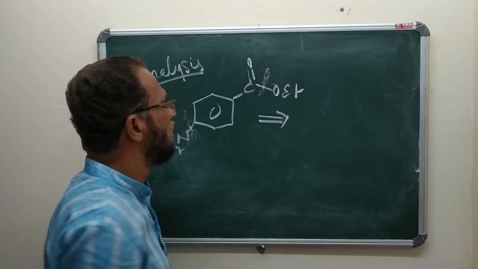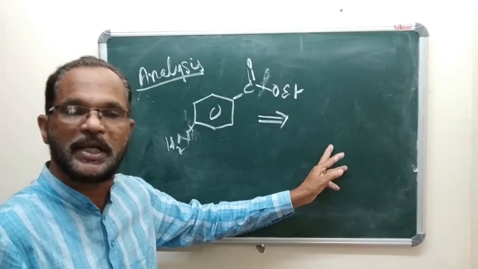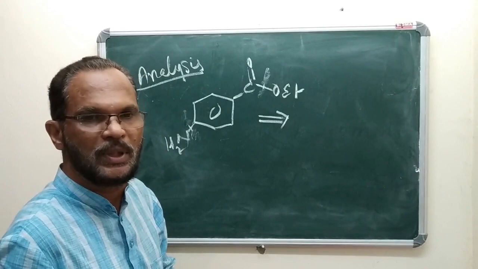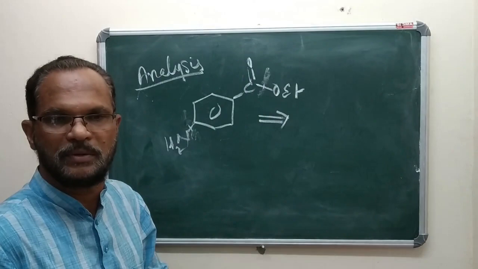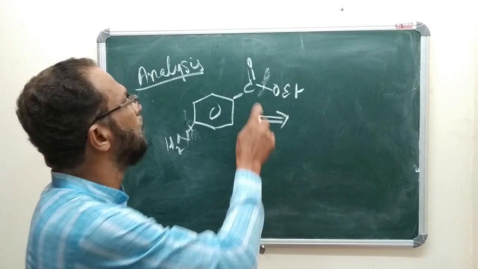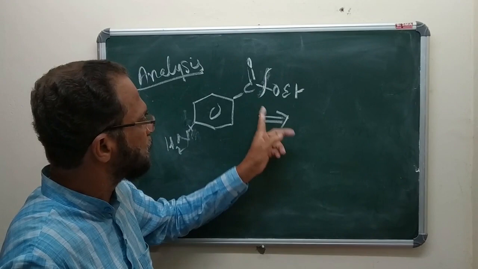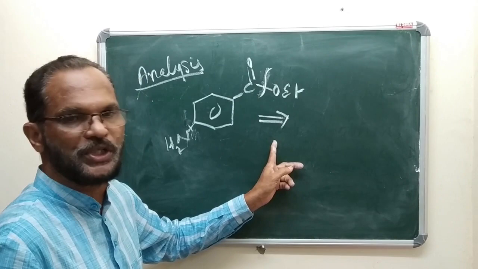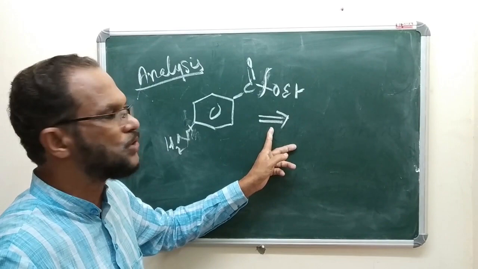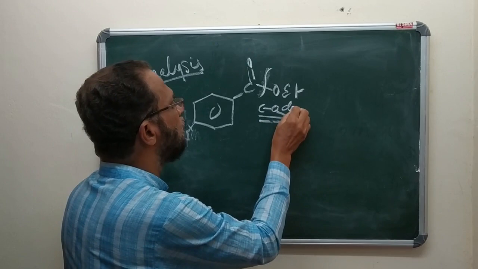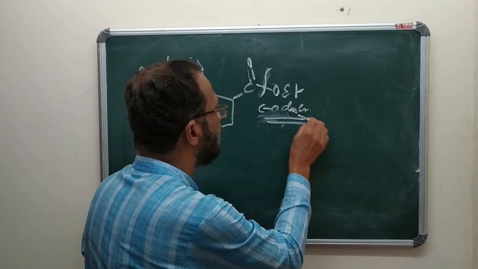Moreover, esters are formed by the reaction between an organic acid and an alcohol. Here, the organic acid is para-aminobenzoic acid, and the alcohol is ethyl alcohol. So, we can imagine a cleavage here, a disconnection here. Generally, it is a practice to do the disconnection followed by the relevant reaction, which can be sought for the real synthesis of this molecule. So this is what we call a C-O disconnection. And the relevant chemical reaction is esterification.